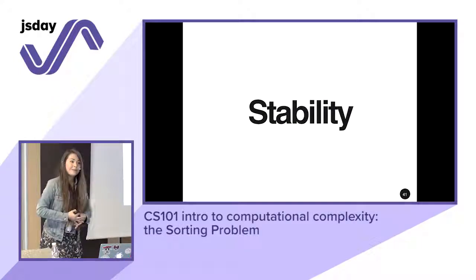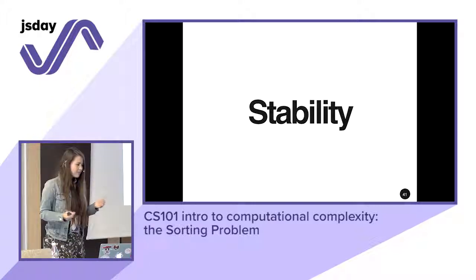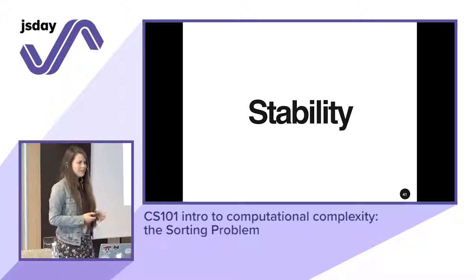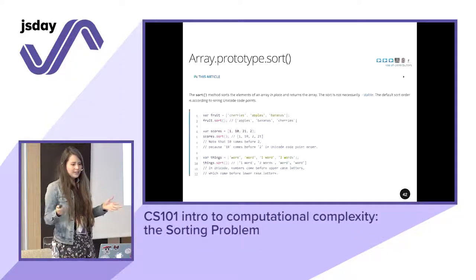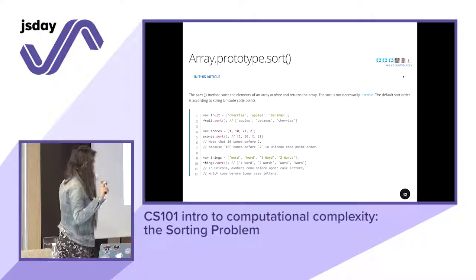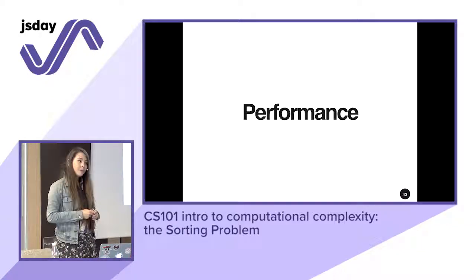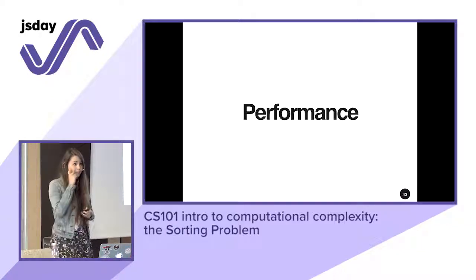Now, talking about sorting itself, why would you ever care about writing your own sorting algorithm when there is already a JavaScript one? The first reason is because of stability. So if you care about having a stable sort, let me tell you something: the native sort method is not necessarily stable, and I'm quoting the MDN docs. And the second most important reason is because of performance.